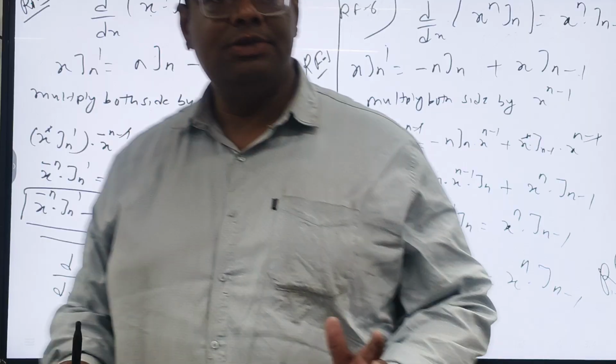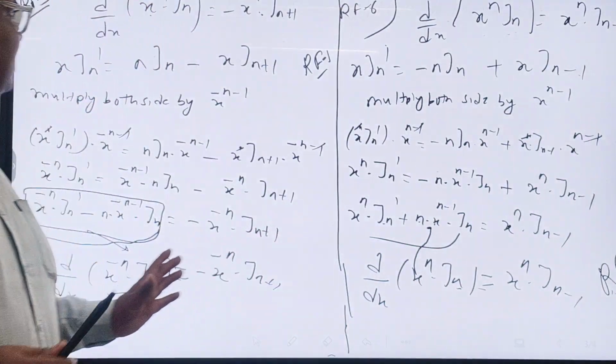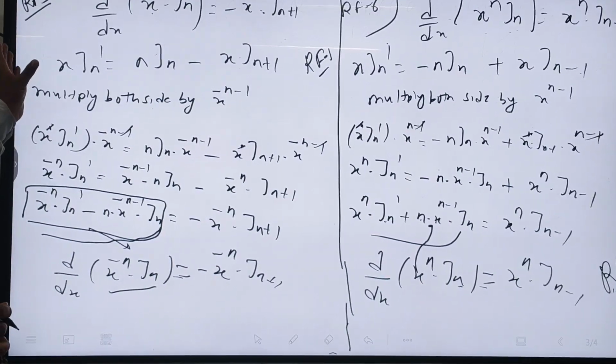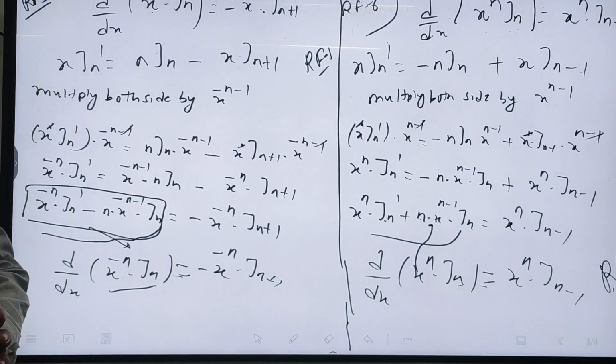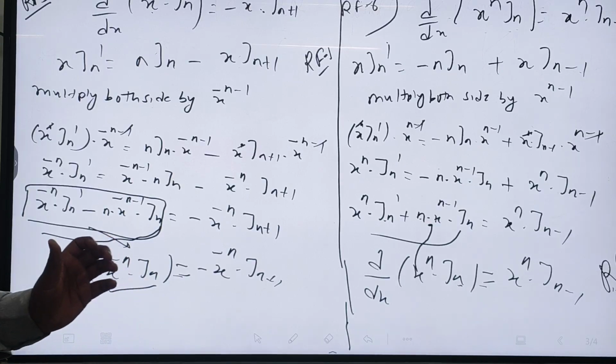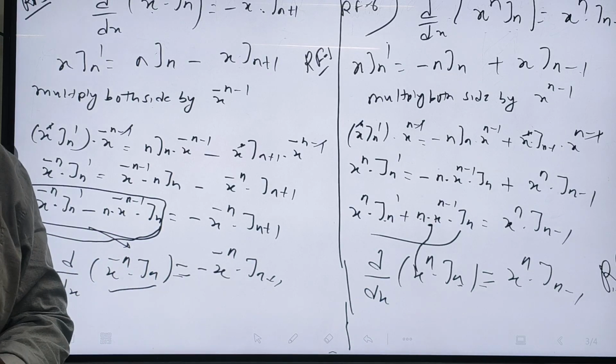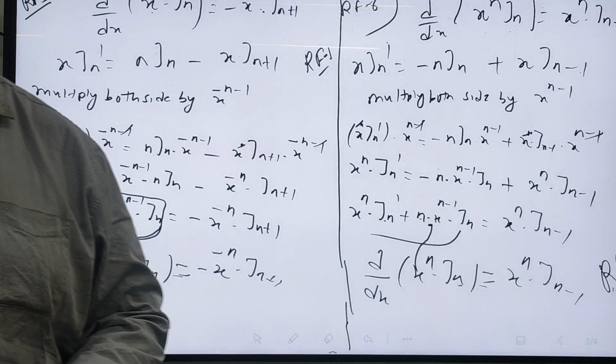So I hope this video will explain the recurrence formula number 5 and recurrence formula number 6, and I understand that you learned a lot of things about the recurrence formula number 5 and recurrence formula number 6 of the Bessel function. Thank you friends, you have seen this video. Thank you friends.